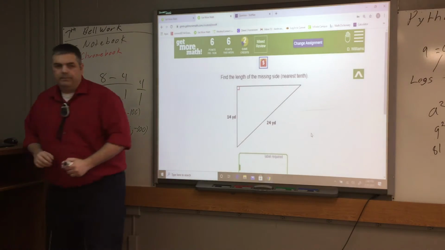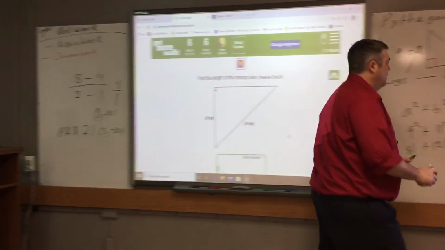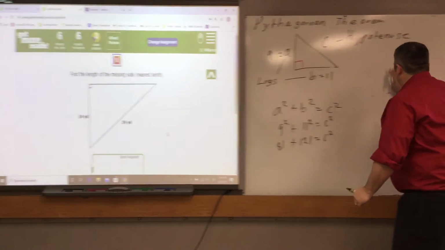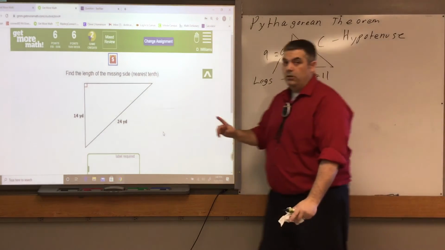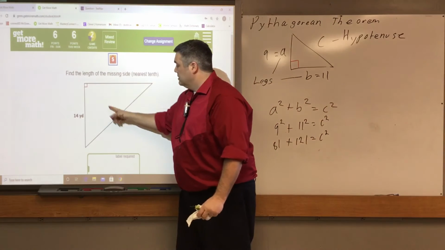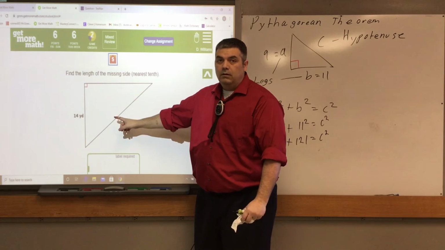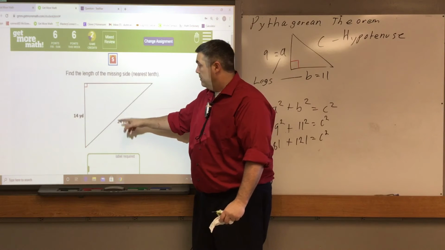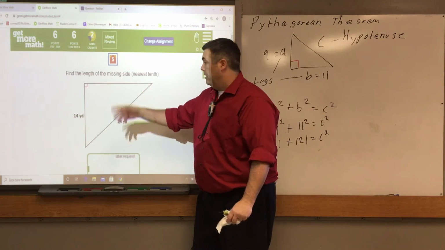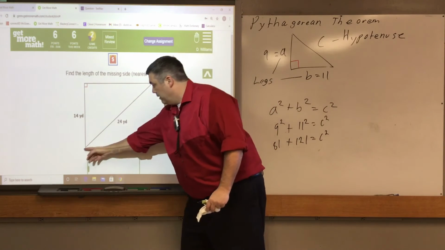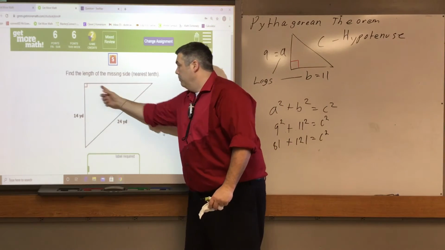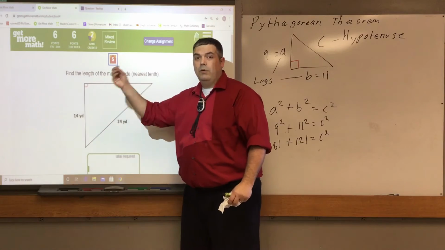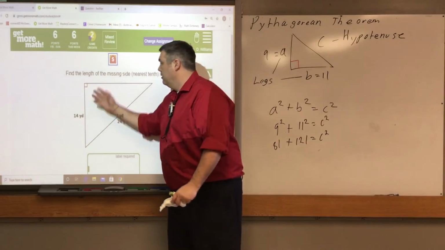Okay, so here, same setup, except now they didn't give me one of the legs. Notice the hypotenuse is directly opposite the right angle, or the 90-degree angle. So right here is the hypotenuse. This is one leg. We're missing a leg. So we need to know how much that distance is from here to here for this leg.